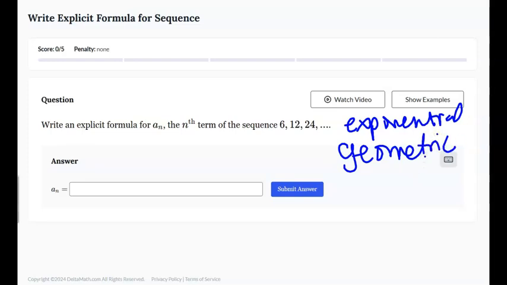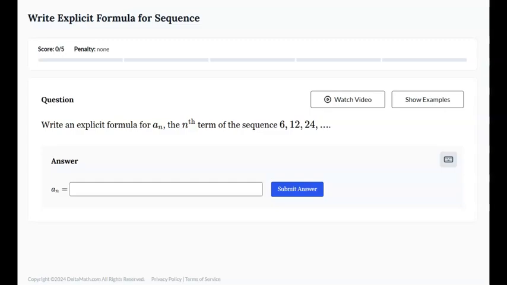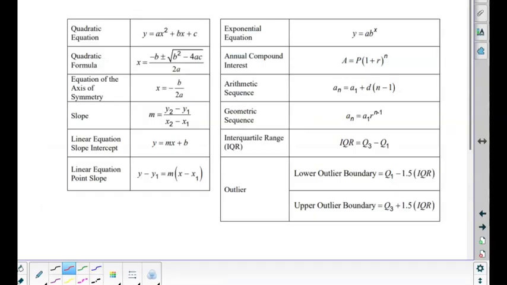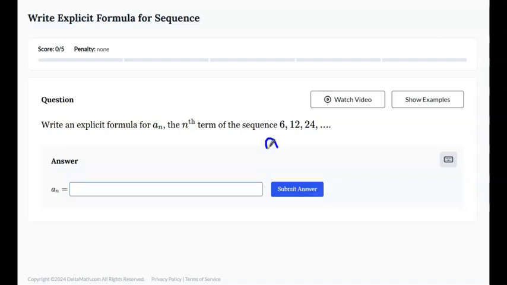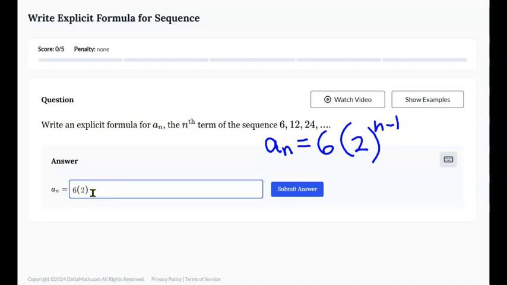So I'm going to go back and take a look at the formula sheet. And it looks like geometric formulas are the answer in the first position, times the r value, the common ratio, raised to the power n minus 1. So a sub n is equal to the answer in the first position times the common ratio raised to the power n minus 1. So I type that here. The a sub n is already written, so I just need 6 parentheses 2, shift 6 to get up to the exponent position, n minus 1.